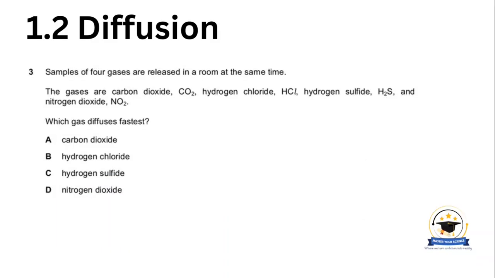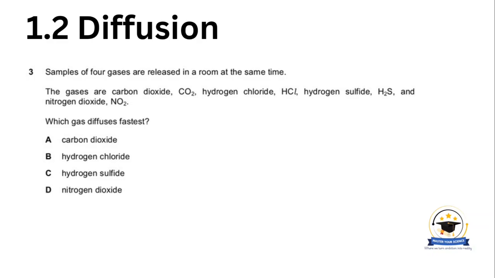This next question is from the February-March paper of 2025. It says, samples of 4 gases are released in a room at the same time. The gases are carbon dioxide, hydrogen chloride, hydrogen sulfide, and nitrogen dioxide. Which gas diffuses fastest?